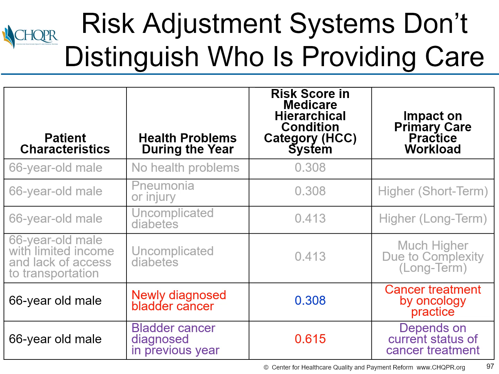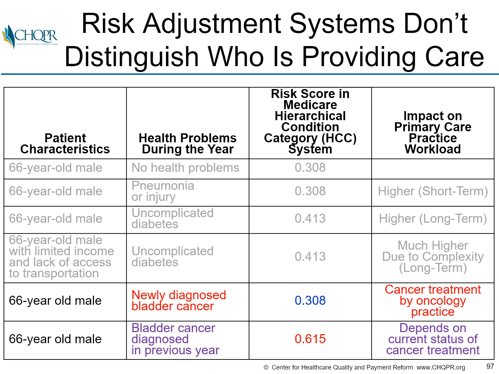If the man didn't have diabetes but was diagnosed with cancer during the year, his risk score wouldn't change because HCC risk scores are only based on diagnoses assigned during the prior year. The primary care practice probably wouldn't be spending more time with him because he'd be getting care from an oncology practice. However, the following year, his risk score would double because of the cancer diagnosis the previous year.